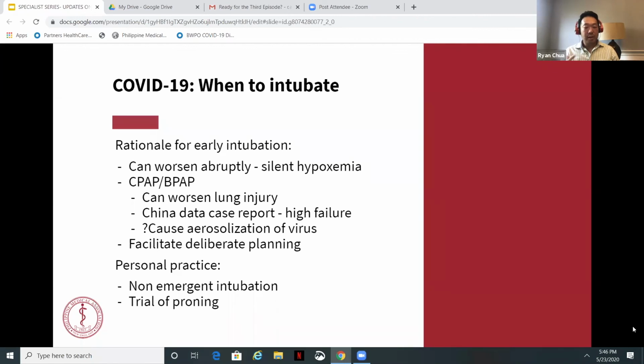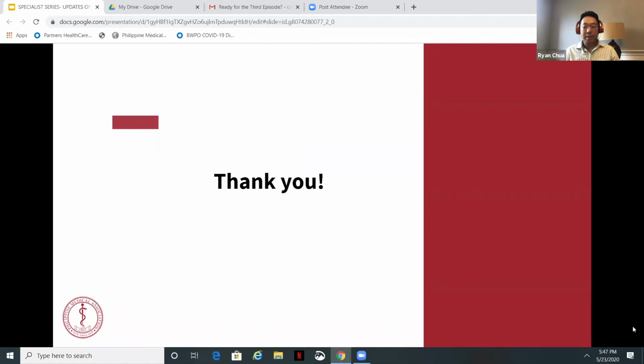But the downside is with the New York data, now we're trying to back off and be more deliberate. So typically we want to do a non-urgent intubation, which makes it safer for the patient. And we will try to do a trial of proning even for those people who are not intubated. Next slide, please. Thank you.